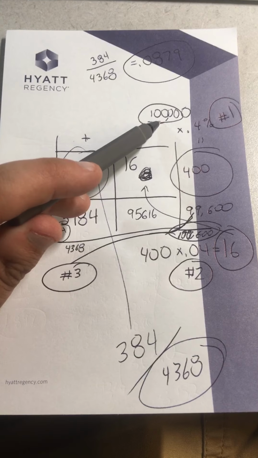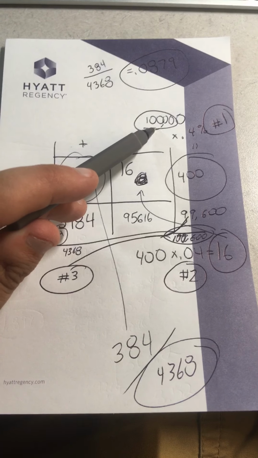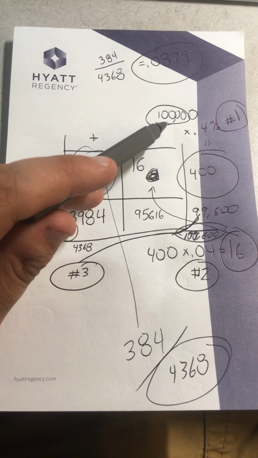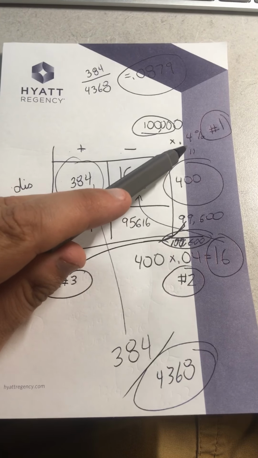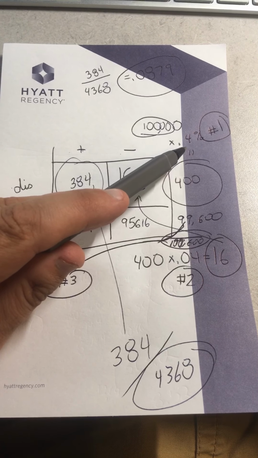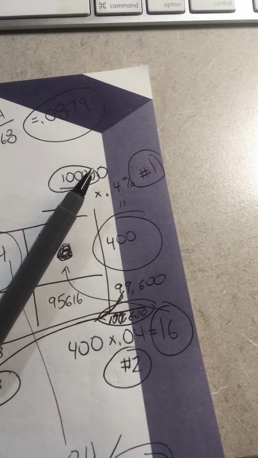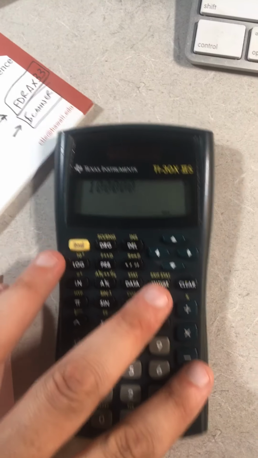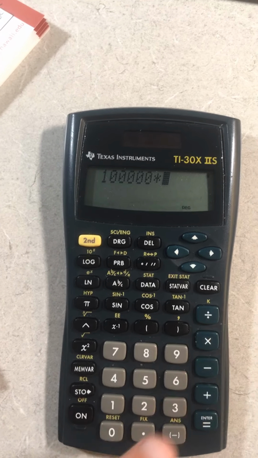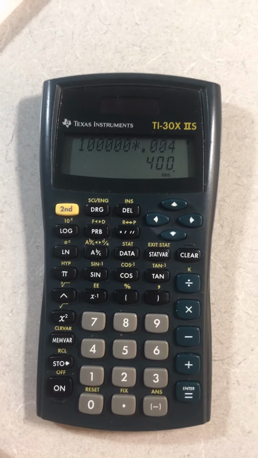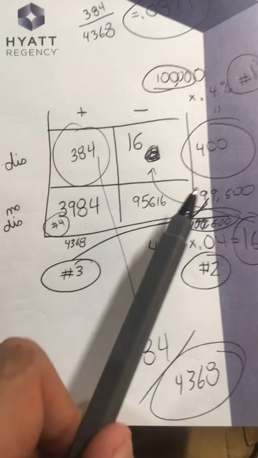then what I know is that if the disease has an incidence rate of 0.4%, the very first thing I do is I take the 100,000 times 0.4%. So that would be 0.004 in the calculator. And if I go over to my calculator here, 100,000 times 0.004 gives me 400. That 400 I then put right here.